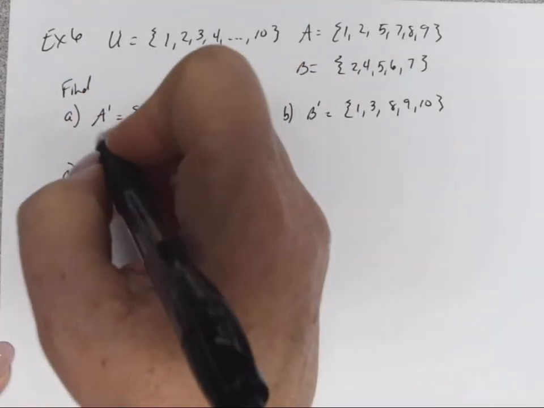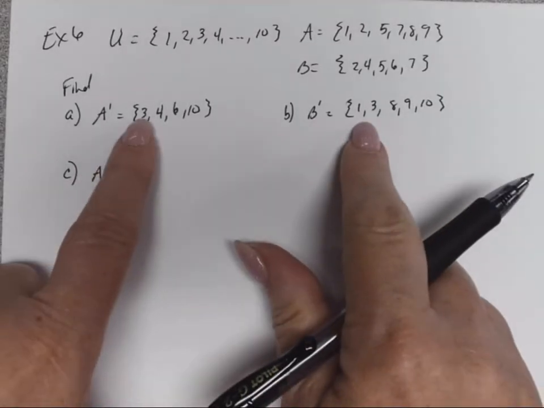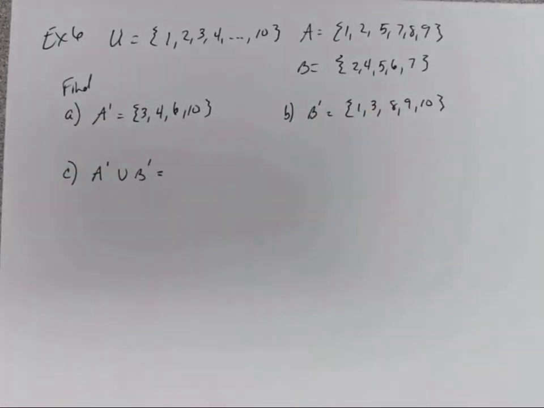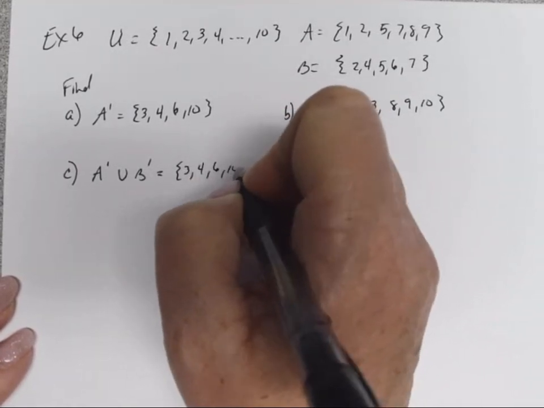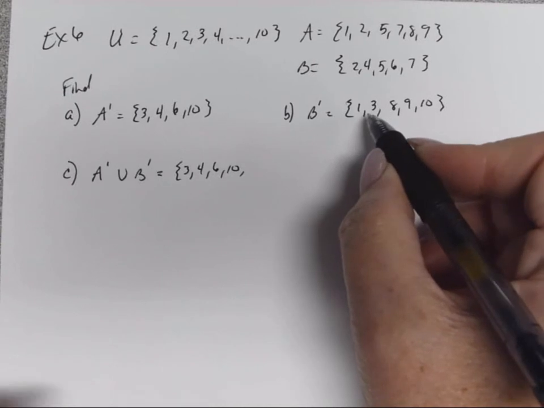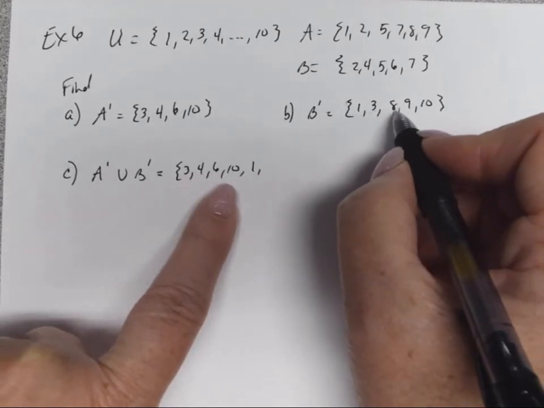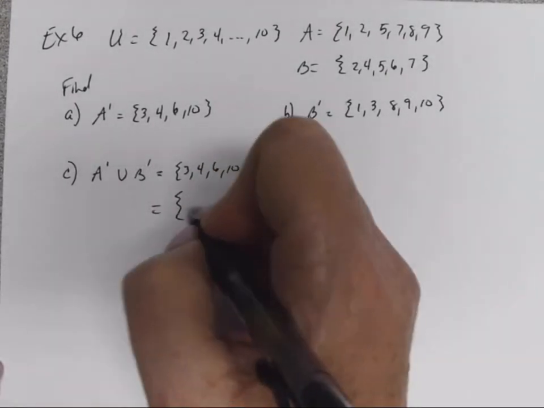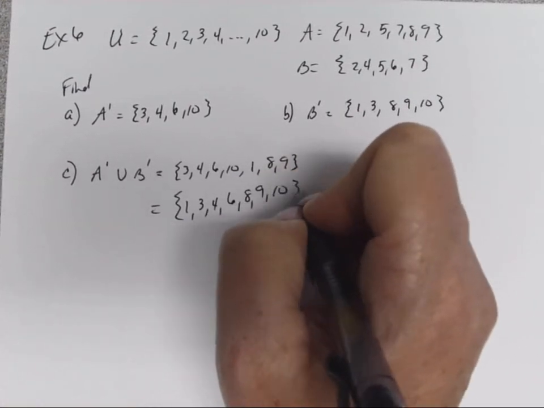For part C, we have A complement union with B complement. We've already found the A complement and B complement, so now we just have to do a union of them. Remember, you can place them in order, or you can put all of A and then put in B. It doesn't matter either way. So if we put all of A complement, 3, 4, 6, and 10, and add in the parts of B that we don't already have, we'd have 1. We have 3 already. We don't have 8 or 9. Or, remember, you could put them in order. So you would have 1, 3, 4, 6, 8, 9, and 10.